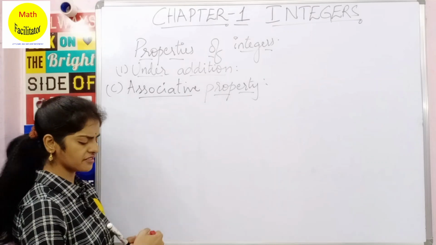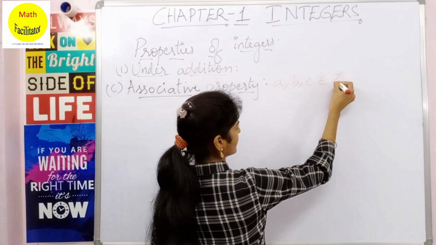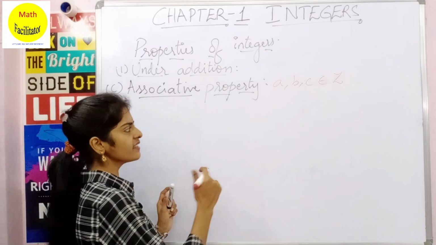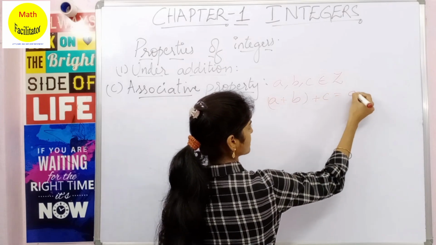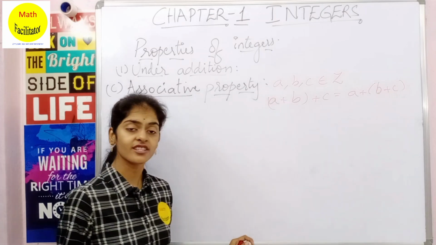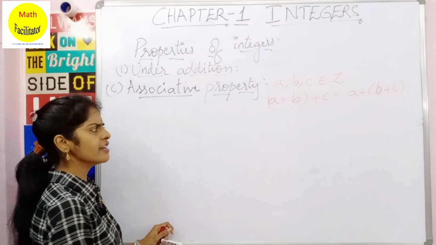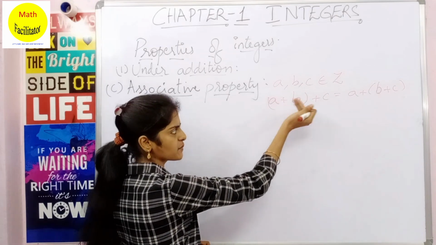For this, the condition is that A, B and C are three integers. You can add these three integers in any order, but the answer you get should be the same. Then we say that integers are associative under addition. That means firstly you will add A and B, and to this sum you will add C.